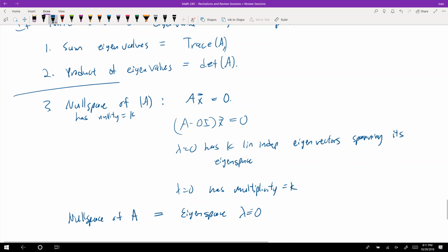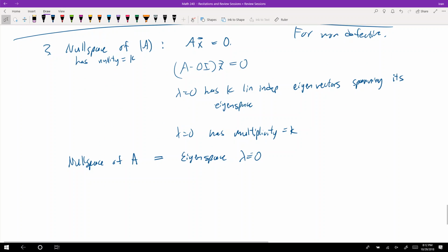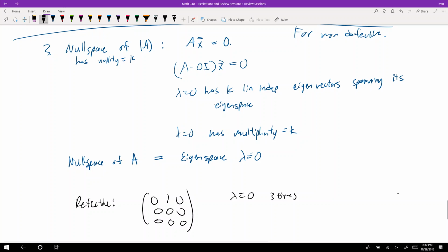So yes, this part here is for non-defective matrices. For example, if you have a defective matrix, 0, 1, 0, 0, 0, 0, 0, 0, 0, this is a counterexample to what we had up there, because we can work it out. Lambda is equal to 0 3 times, because this is a triangular matrix, and for a triangular matrix, your eigenvalues are just your diagonal entries. And the nullity is equal to 2. Oh shoot, it's less than 3, the multiplicity, the number of times 0 appears. So yeah, for the stuff up here you have to assume it's non-defective.